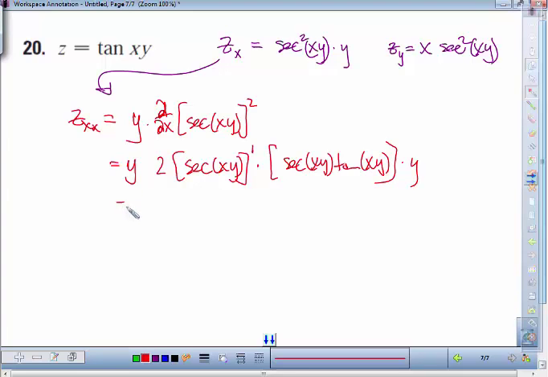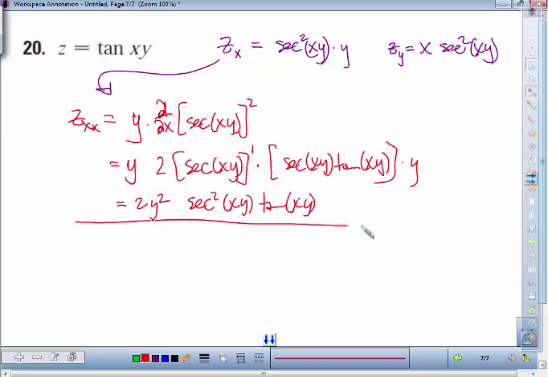So I guess we can simplify this: 2y squared. There's 2 secants again, and then there's a tangent. Not that we need to simplify it, but okay? That's one. What should we do next?